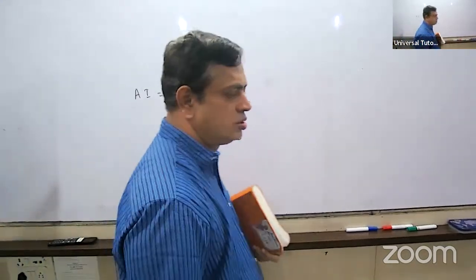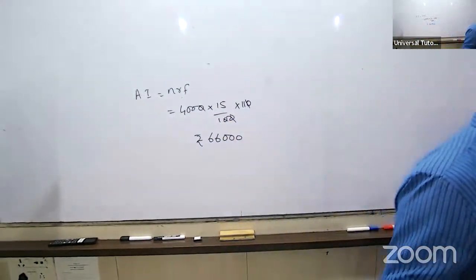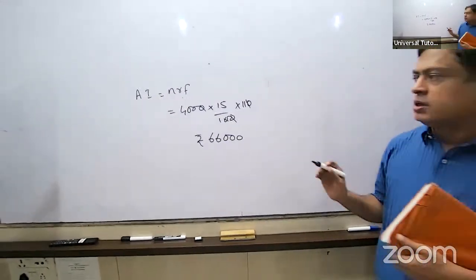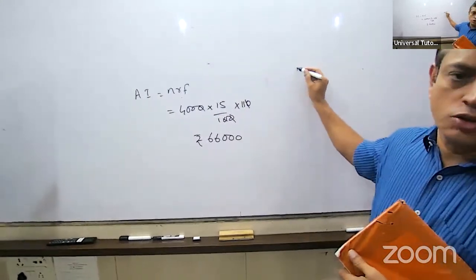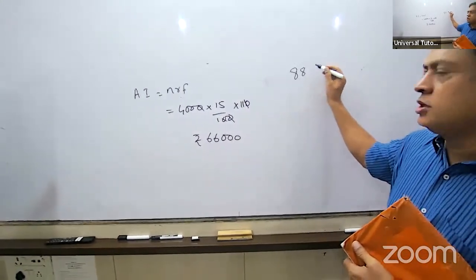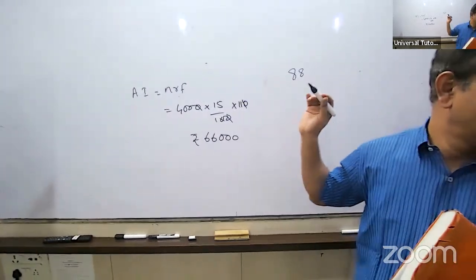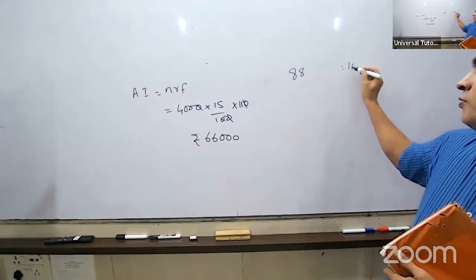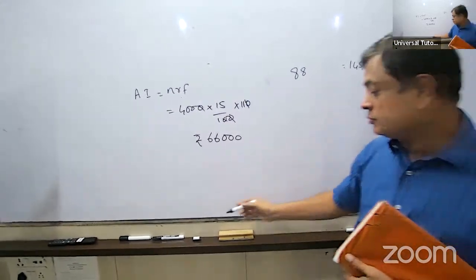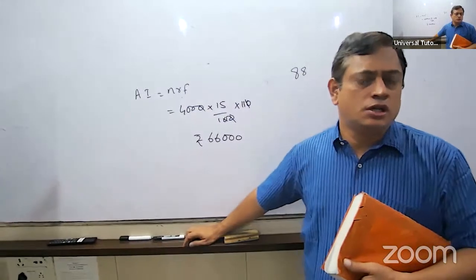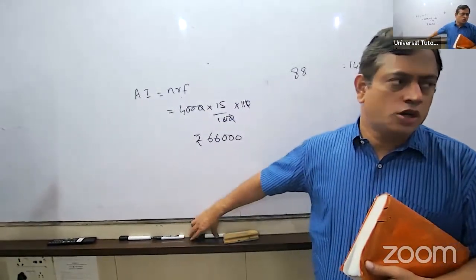First one done. Second part. The person got how many shares? 80. So instead of 4,000, you have to write 80 into what? What is the answer? 1452. Understood all of you? This much all of you got it?